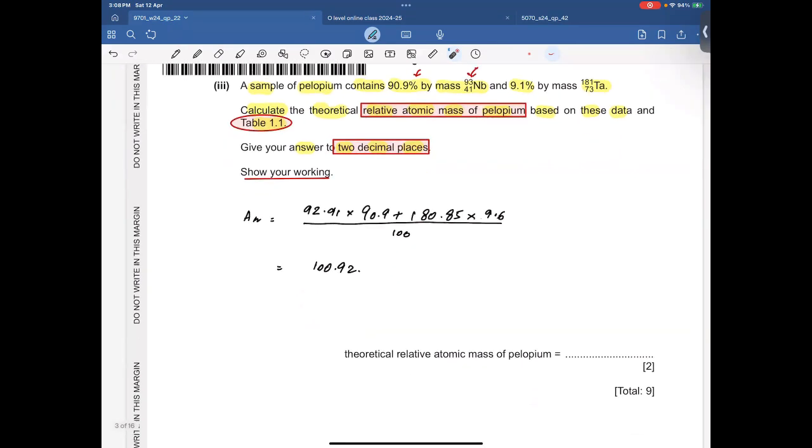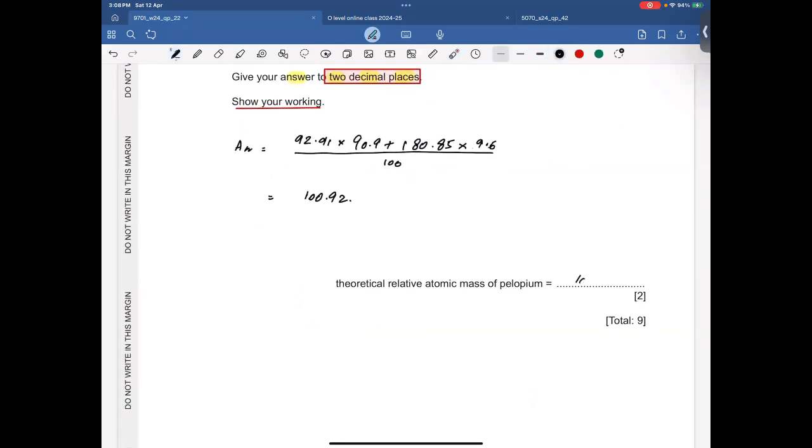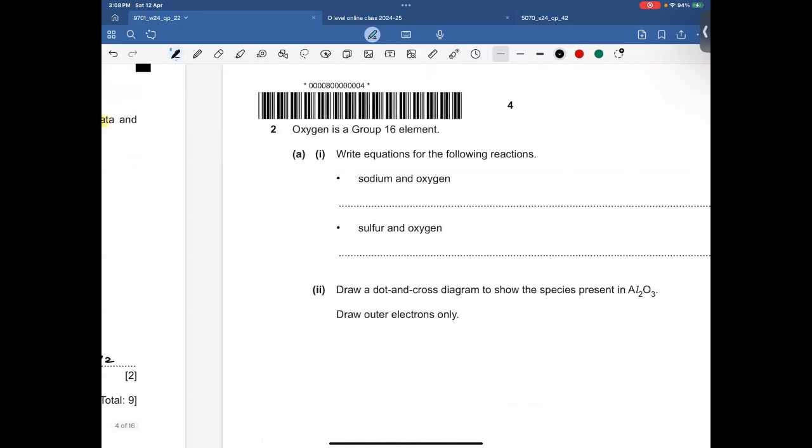So the theoretical relative atomic mass of fallopium is 100.92. That's the first question. Let's move on to the next one.